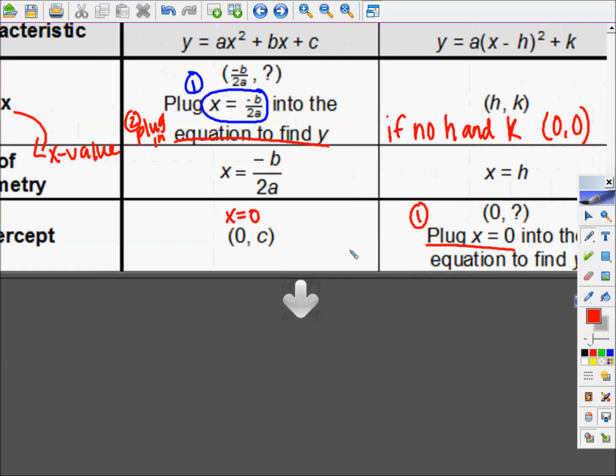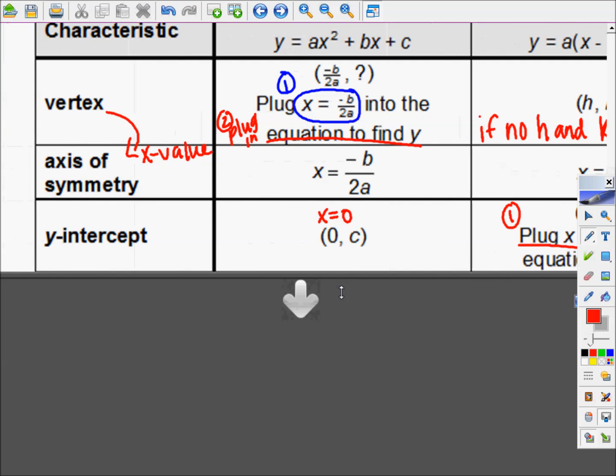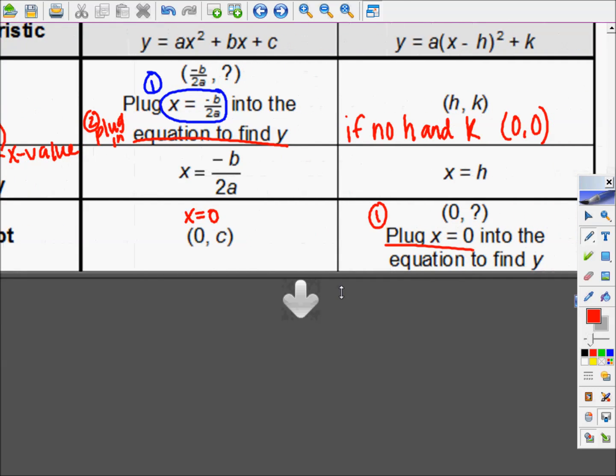Alright, questions? No. So the question was, which form do you use? You can't choose. The problem will be either given to you in standard form or given to you in vertex form. You can manipulate them into what you need, but that's if you choose to do the extra work.